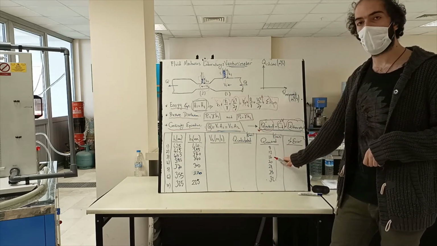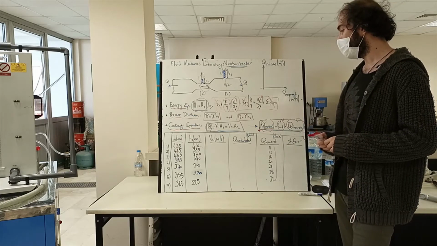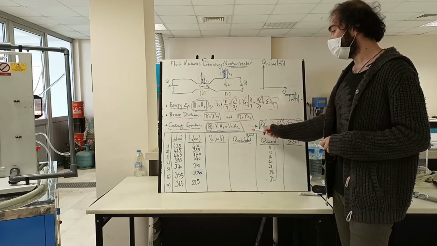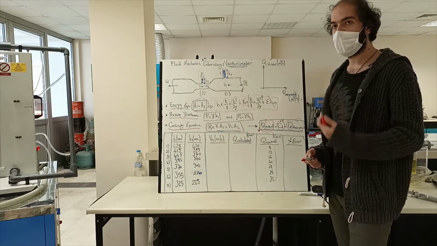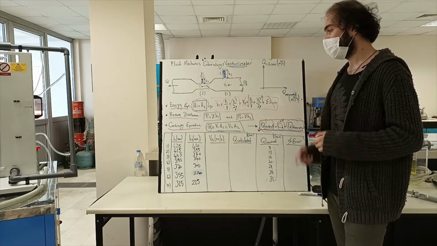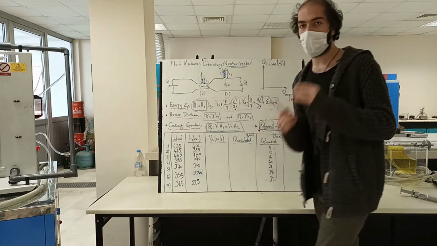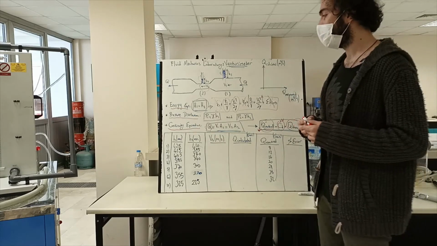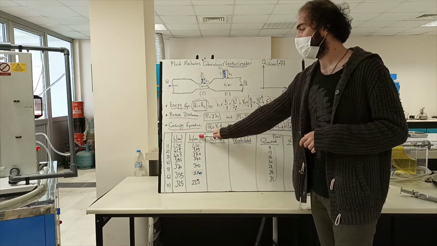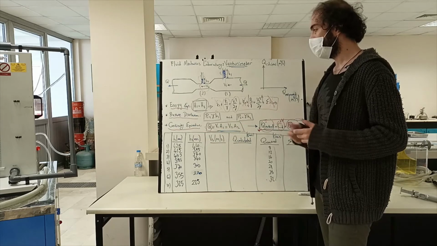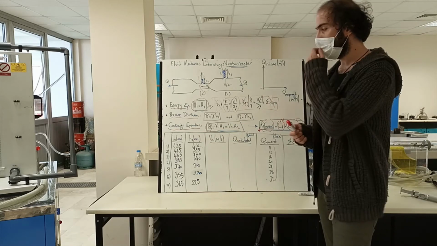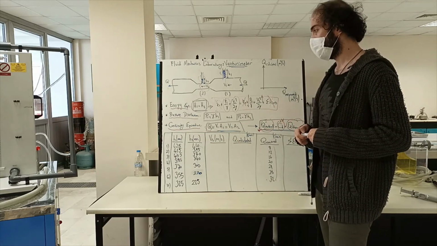So this will be your Q measured values. Once again, these are in liters per minute. You will convert them into meter cubes per second, don't forget. And these H values, the readings are in millimeters, and you will also convert these into meters. And you will make the calculations accordingly.